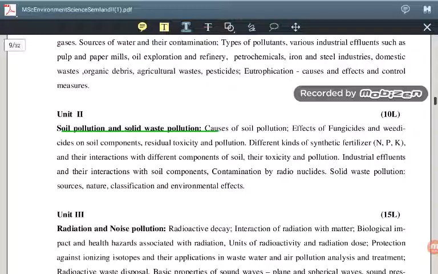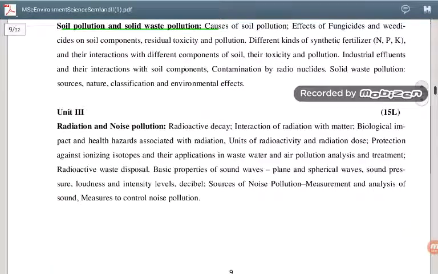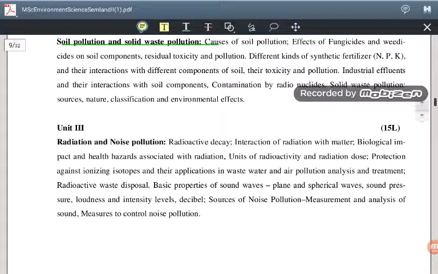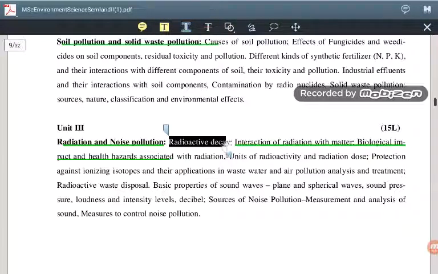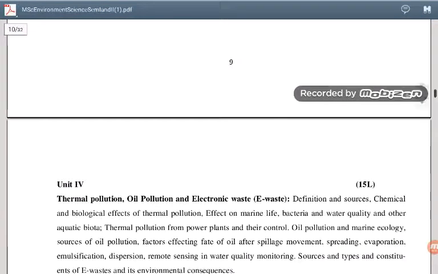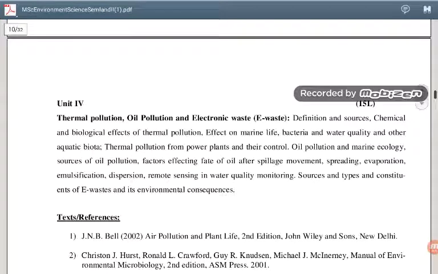Next, unit 3 consists of radiation and noise pollution. Here we have to study something related to radioactivity. What do you mean by noise? What are the different measurement units by which we can classify noise? Last is unit 4, that is thermal pollution, oil pollution and e-waste pollution, or electronic waste. These are the new topics which are added in pollution.